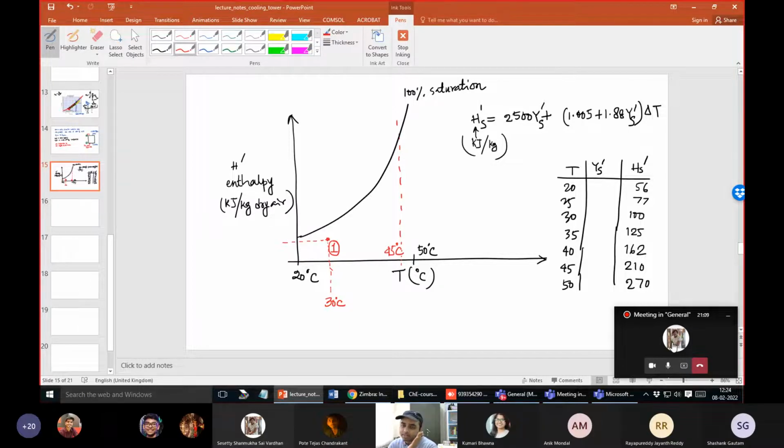Or you can try to use the psychometric chart itself to your advantage, but there are several other curves there, so it will be very messy actually to work there.